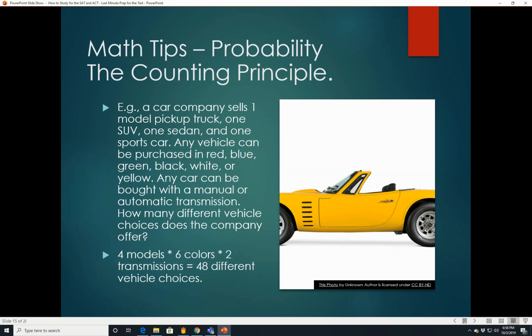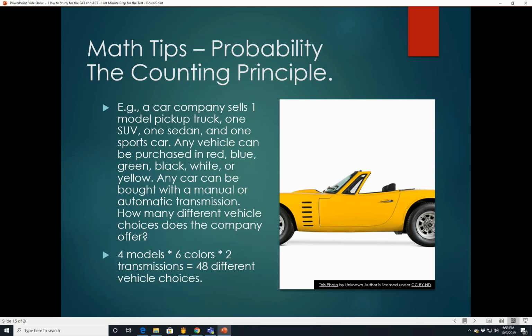So we have 1, 2, 3, 4 different kinds of vehicles. And the vehicles come in 1, 2, 3, 4, 5, so 6 different colors. And any of these cars, or vehicles I should say, can be bought with a manual or automatic transmission. Okay, so that's 2. So how many different vehicle choices does the company offer? It's 4 models times 6 colors times 2 transmissions, which is going to be equal to 48 different vehicle choices.